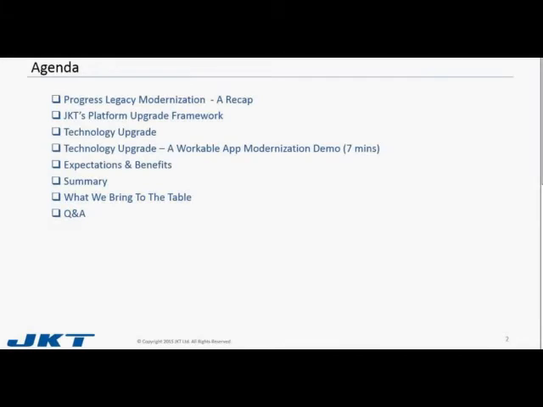Let me now take you through the agenda items. First, we will go through a quick recap of the business drivers for Progress Legacy Modernization, followed by a recap of the four pillars of legacy modernization that we've been talking about. We will then go through a platform upgrade framework from JK Technosoft, and then we will talk about the technology upgrade option, where we are going to show you a sample application and a demo of modernizing that sample application. We will then go through the expectations and benefits, followed by what we as an organization bring to the table.